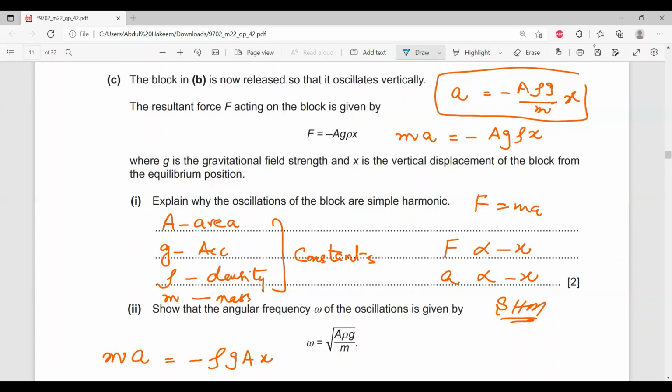So when all these 4 quantities are constant, then a is directly proportional to x with negative sign. And this is the definition of simple harmonic motion. Thus, a directly proportional to negative x means both are directly proportional, but opposite in direction. So this is simple harmonic motion.